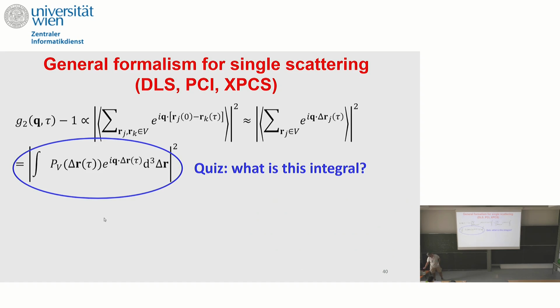But once I have figured out what this V is, then I can do this. And quiz, this is the last quiz. What is this integral? It looks like a simple Fourier transform. So it is a simple Fourier transform of the probability distribution of the displacements. So why do I say it's a simple Fourier transform? Because you have loads of textbooks that tell you what the Fourier transform is of almost any conceivable function, and you have very effective numerical ways to calculate Fourier transforms. So if you can reduce your problem to a Fourier transform problem, then you are really in good shape.